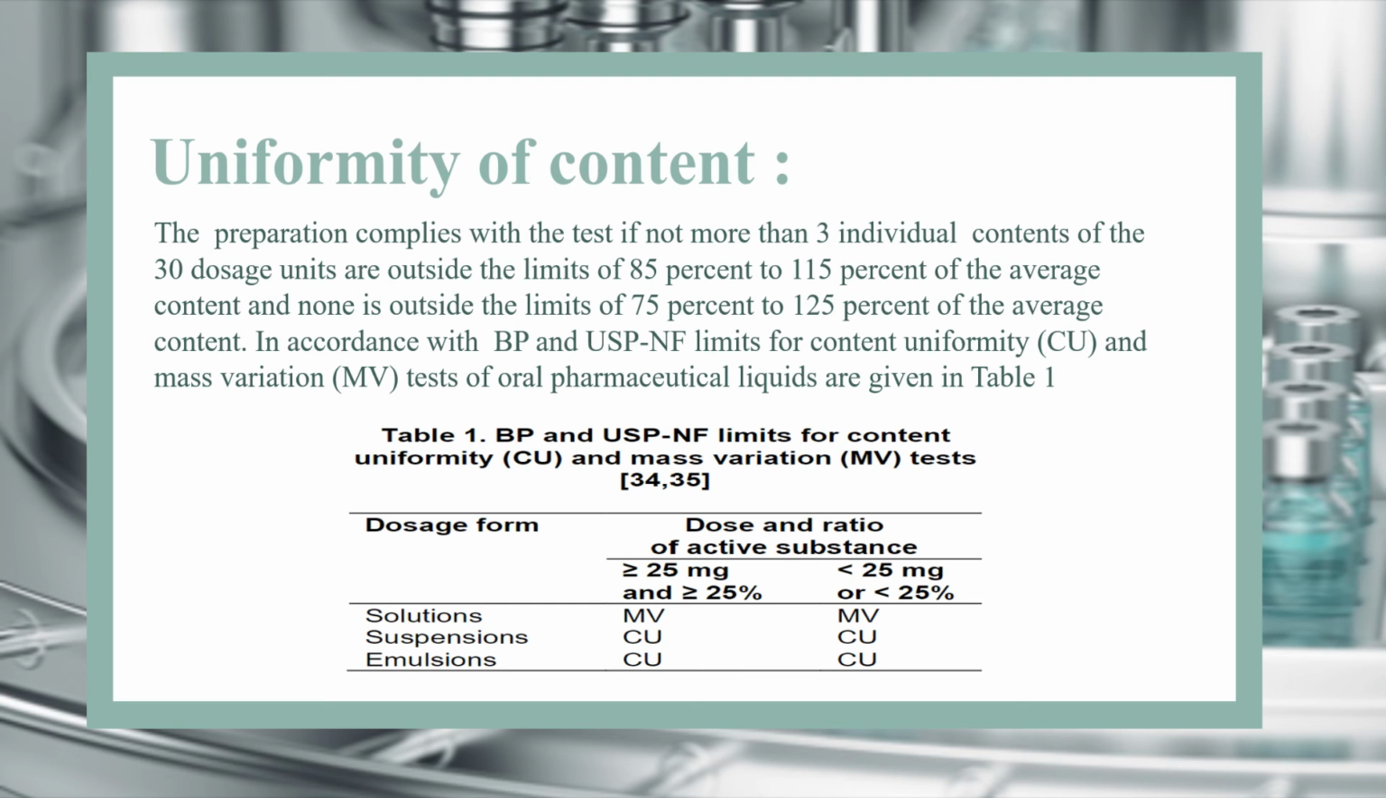In accordance with the British Pharmacopoeia and USP, limits for the content uniformity and mass variation test of oral pharmaceutical liquids are given in Table 1. As we can see in Table 1, we have dose and ratio of active substance. So, if it's more than 25 mg dose and more than 25% of active substance, we use mass variation for solution and content uniformity for suspension and emulsion. If it's less than 25 mg of dose or less than 25% of active substance, we use mass variation for solution and content uniformity for suspension and emulsion.